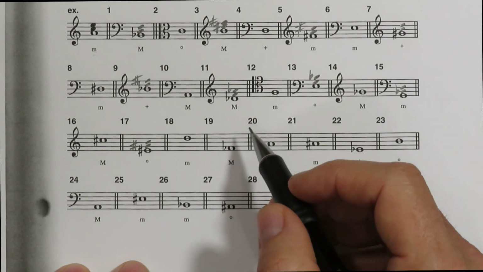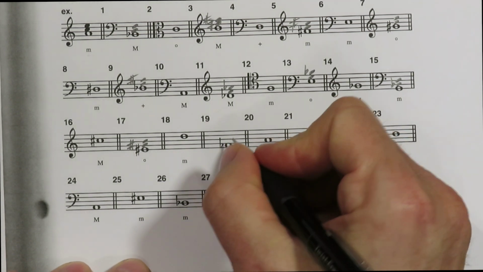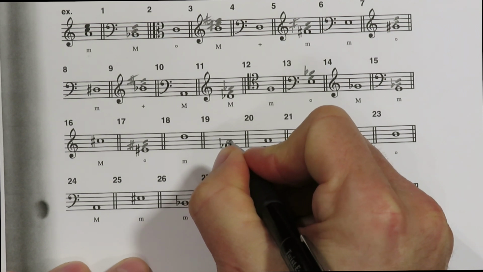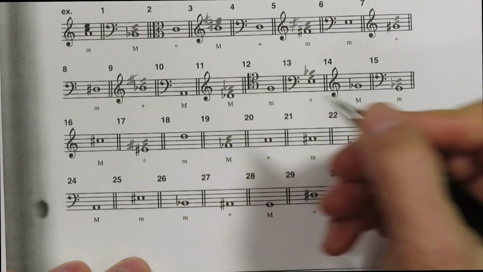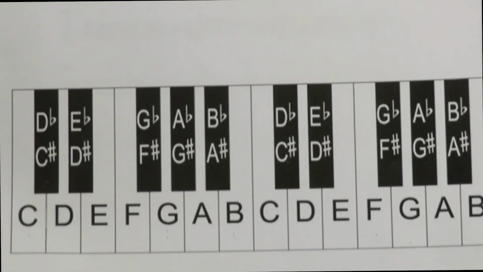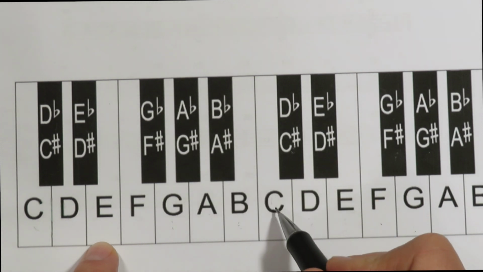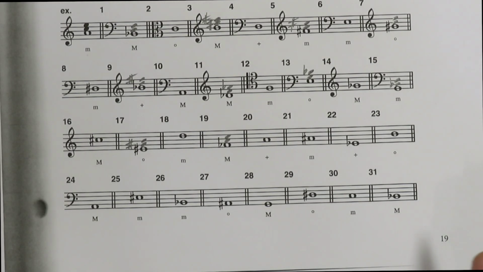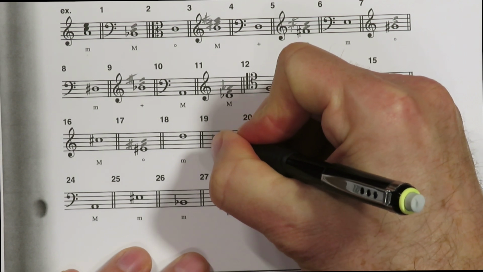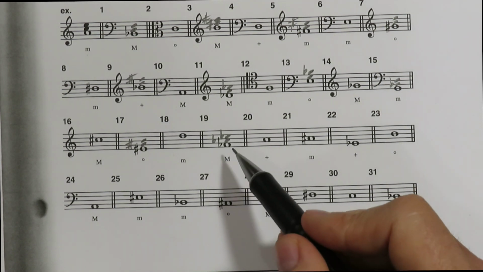Now, number 19. F flat major. Okay, great. So if we know that F major is all naturals, right? F, A, C. If we just flat everything, we'll have F flat, A flat, and C flat. That wasn't as scary as it looked.